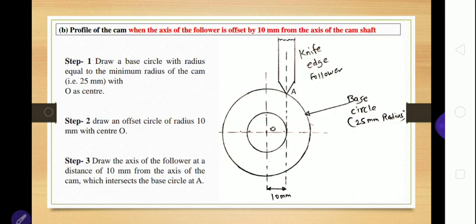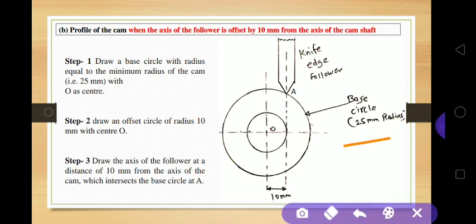Secondly, we have been asked to draw the cam profile when the axis of the follower is offset by 10 mm from the axis of the camshaft. So here the first step is to draw the base circle with the radius 25 mm given in the problem. We have drawn the base circle. In that base circle, from center O only, draw an offset circle, a small offset circle with a 10 mm radius.